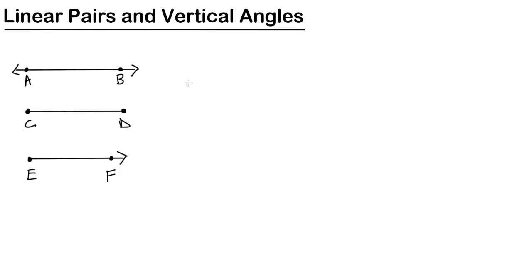Okay, so in this lesson, we're going to learn about linear pairs and vertical angles, but first, let's do a little review of basic geometry. So this first figure here is called a line. Now, a line goes through at least 2 points and continues in both directions, which is why you see these arrows, and I can name a line in either order. So I can call this line, line AB, or I can call it line BA.